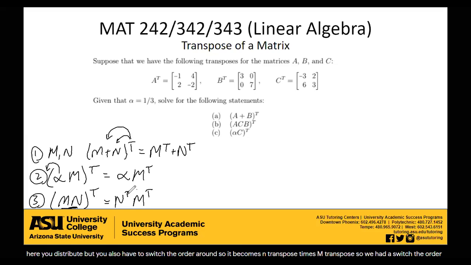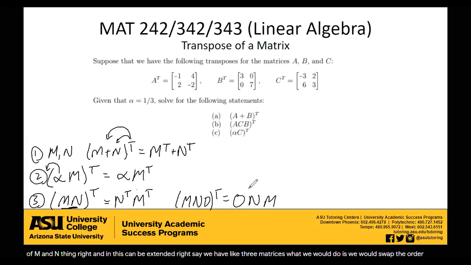So that's interesting, right? And this can be extended. Say we had three matrices. What we would do is swap the order around and look at the transpose of each one individually. And it goes on and on. You can have however many matrices you want. You just have to switch the order around. Okay, so these are our three properties, and we're going to be thinking about these as we go through these problems, okay?